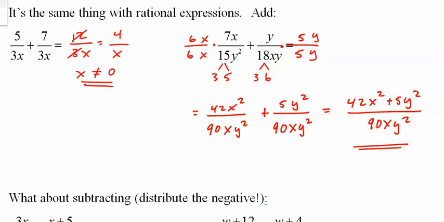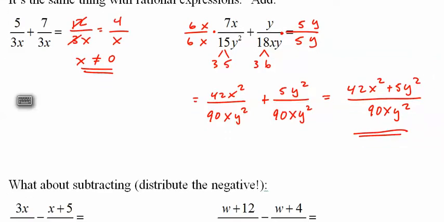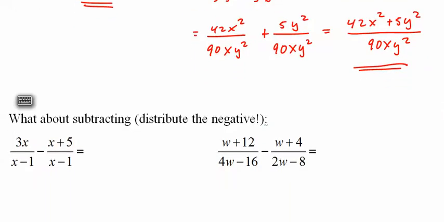Again, not worrying about excluded values. Please, please, please do not do this. You are adding these two. You cannot cancel one side and not the other. A very common mistake, even by experienced people.